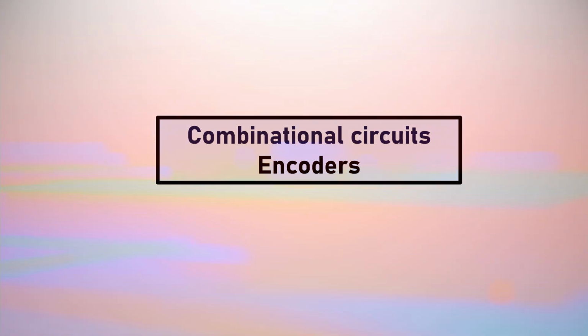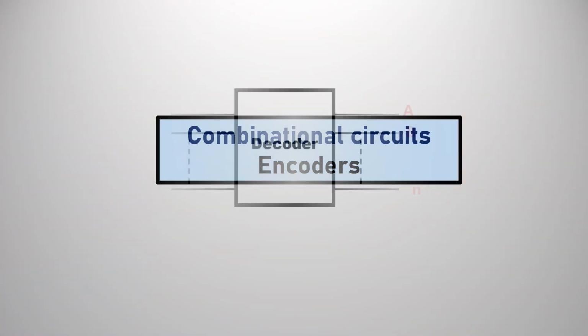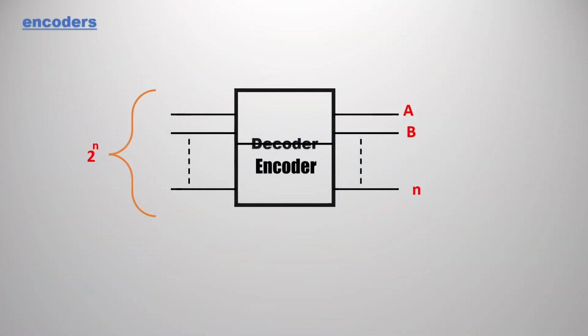In this video we are going to discuss the concept of encoders. So let's get started. This is the basic preview of encoders. In the previous videos, the majority of them, we discussed decoders. In decoders we give n inputs and get 2 power n outputs. In encoders it is vice versa: we give 2 power n inputs and get n outputs. So it is the vice versa of decoders, and it is known as an encoder.